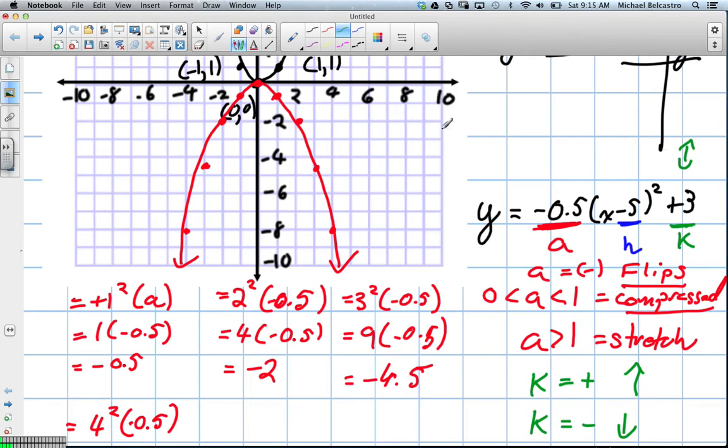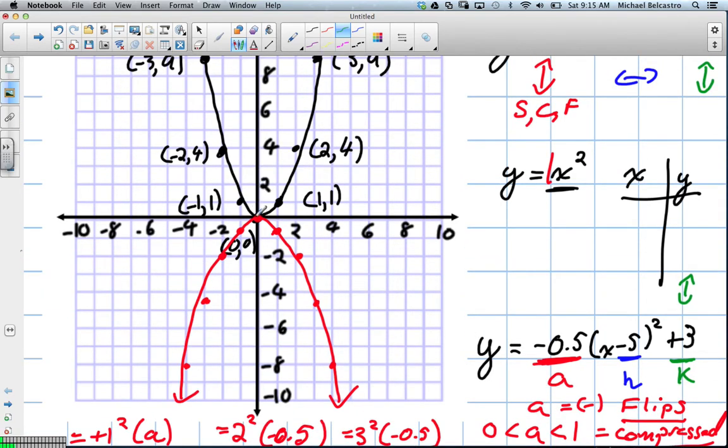K is positive 3, so we go up 3. So I take every point, and I go up 1, 2, 3. Here I go up 1, so this is a half, right? So it's harder to do. 1, 2, 3. This goes up 3. This goes up 3. Yeah, so this is a little easier. And this one goes up 3. So this is now our K movement.